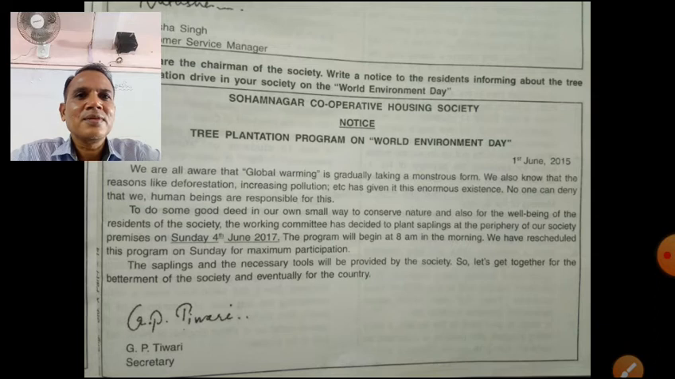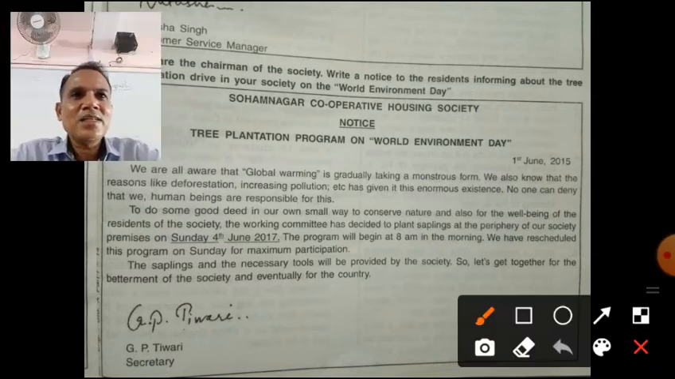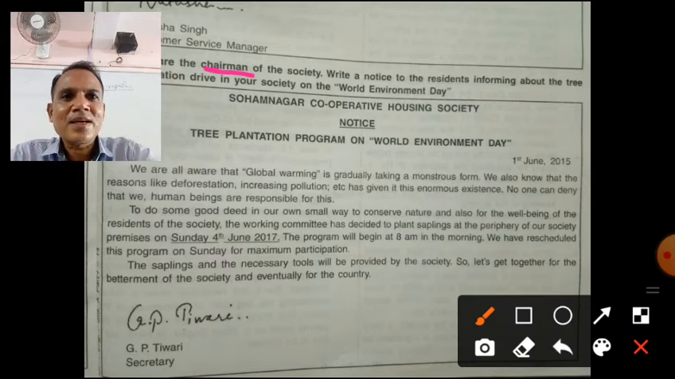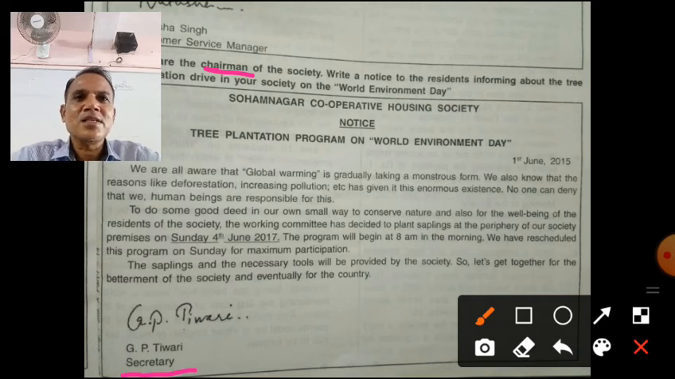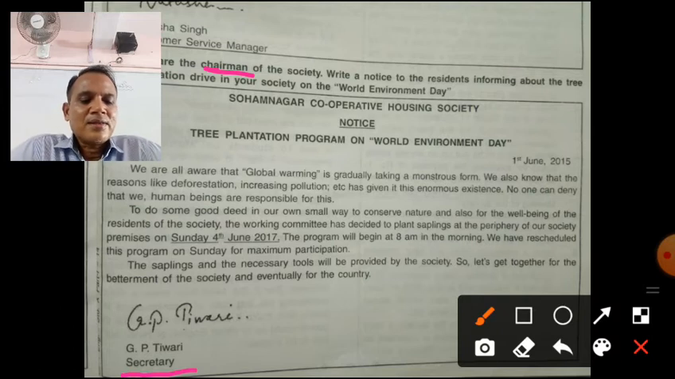And here the chairman, just to see in the question, it is written chairman, and here it is written secretary. Don't do such a mistake. This is the mistake which is given in this ready-made notice. We write down the same one, chairman of the society. Clear? So here it is written, we are all aware that global warming is gradually taking a monstrous form, monstrous, dangerous we call it.